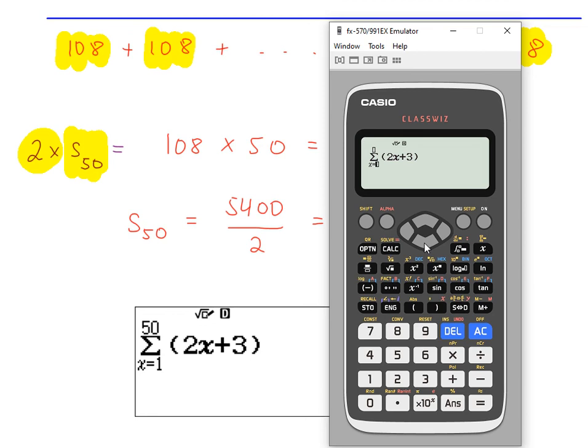Starting from the first term up to and including the 50th term, 2,700. But this is good for checking things with. It's not something that you should rely on for your method in exams. You're not really showing a method if you're doing it on your calculator. You need to show all of this.